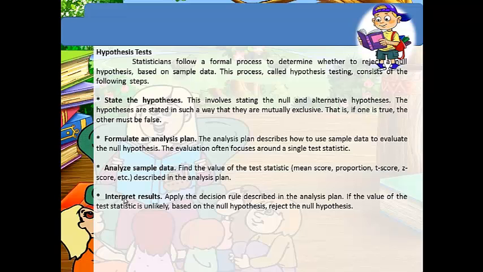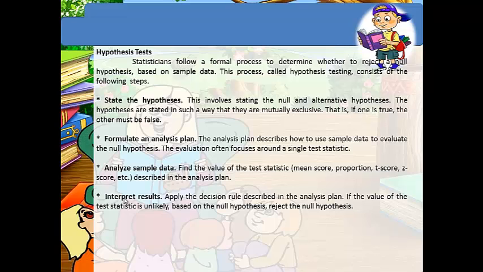The second one, formulate an analysis plan. The analysis plan describes how to use sample data to evaluate the null hypothesis. The evaluation often focuses around a single test statistic. The third step or process is to analyze sample data. It is to find the value of the test statistic, such as the mean score, the proportion, the t-score, the z-score, etc. This is described in the analysis plan.